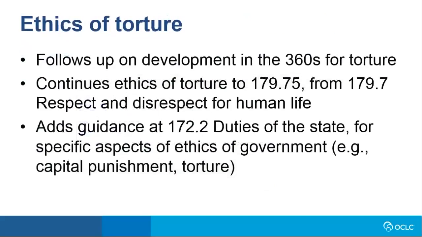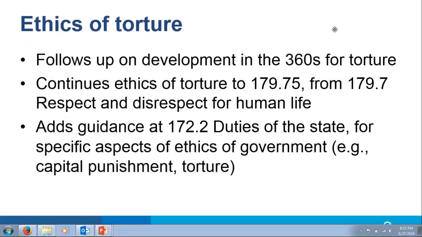We had a request from a Library of Congress classifier at one point last year about providing notation for torture, which was not very clear where this went in the classification. So we had found an easy place for it in the 360s for social science, but EPC was not really sure about where it should go in the 170s for works on the ethics of torture. And what we ended up doing is continuing it from 179.7, respect and disrespect for human life.